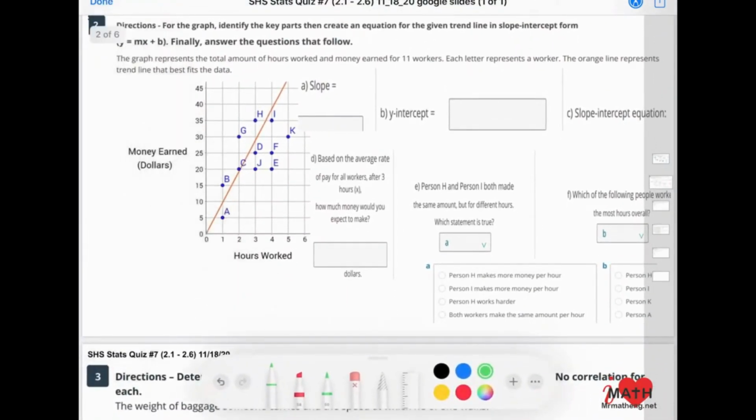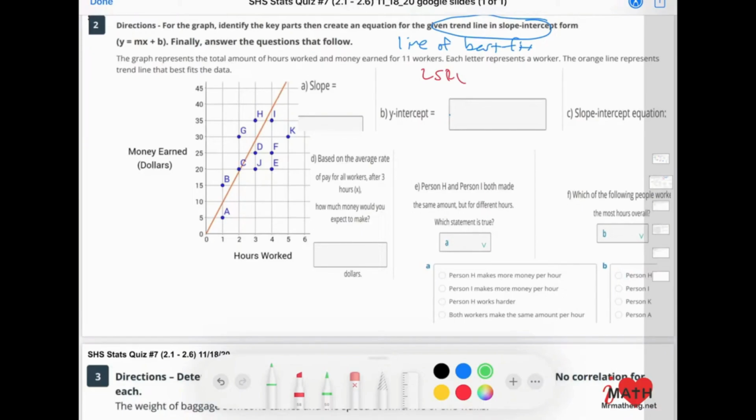Directions. For the graph, identify the key parts that create an equation for the given trend line in the slope-intercept form. Remember, the trend line, that's just another way of saying best line of best fit. Line of best fit, or we've been using the abbreviation in class, the least squares regression line. Okay? So the graph represents the total amount of hours worked and money earned for 11 workers. Each letter represents a worker. The orange line represents the trend line that best fits the data.